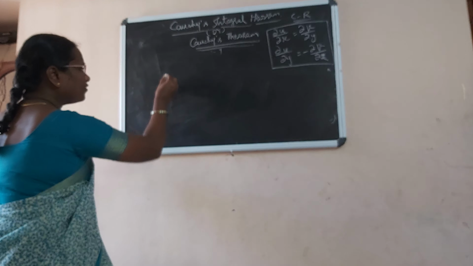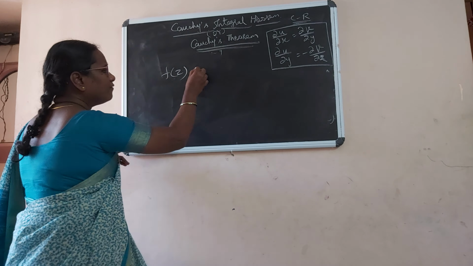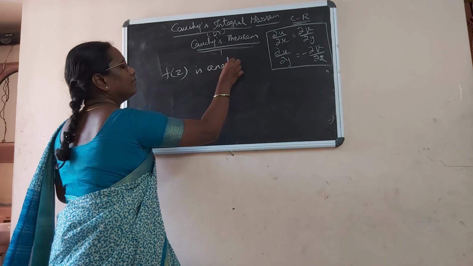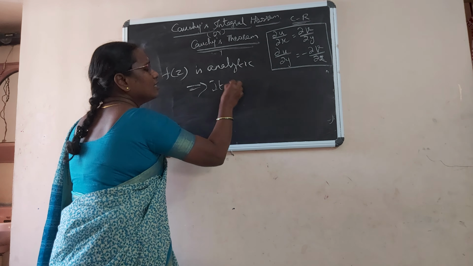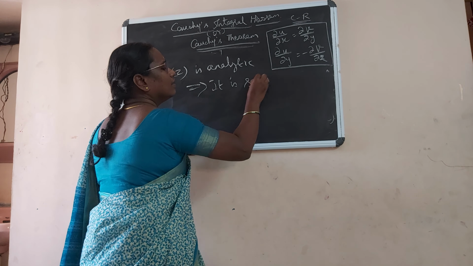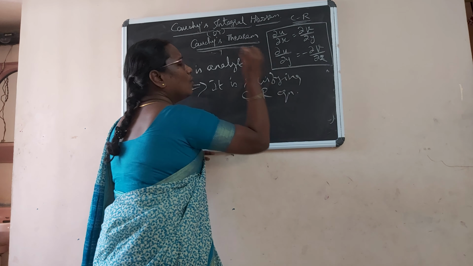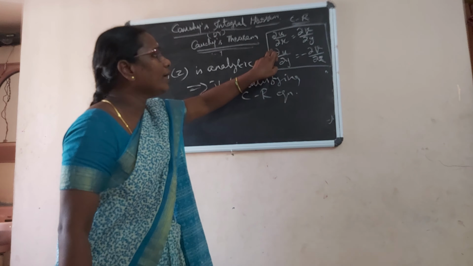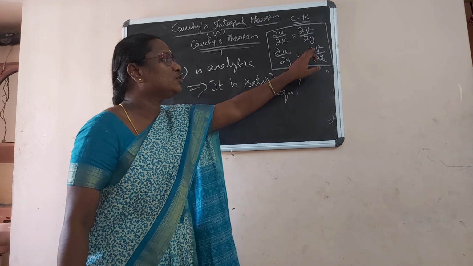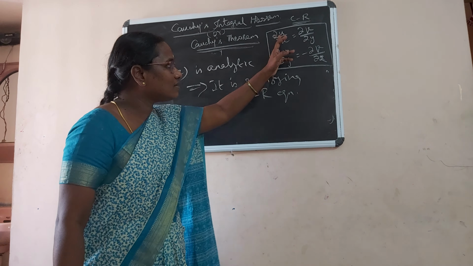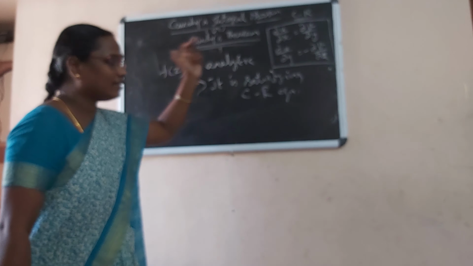What is given? f of z is analytic. This implies it satisfies the CR equations. What are the CR equations? Dou u by dou x is equal to dou v by dou y, and dou u by dou y is equal to minus dou v by dou x. These are the CR equations. Now we are using the CR equations to get the theorem.